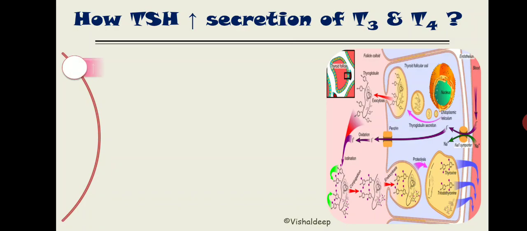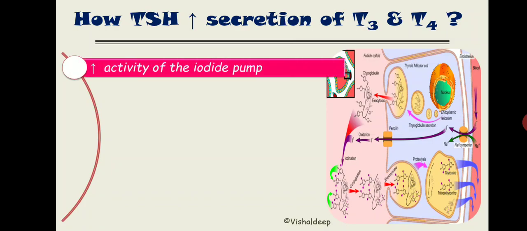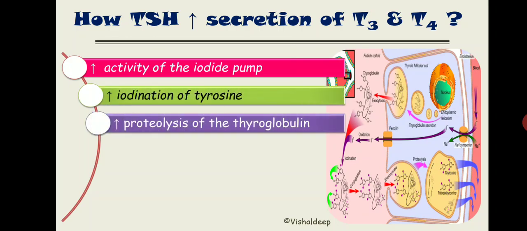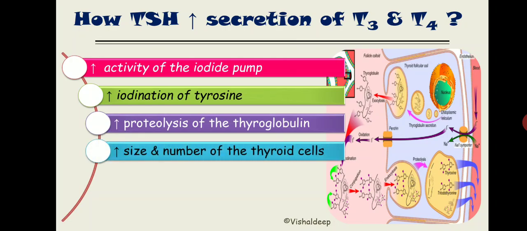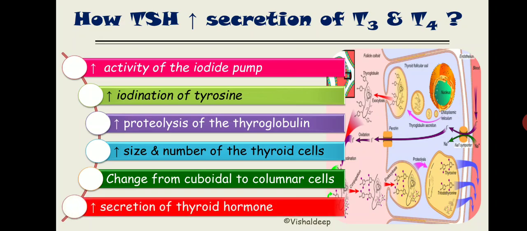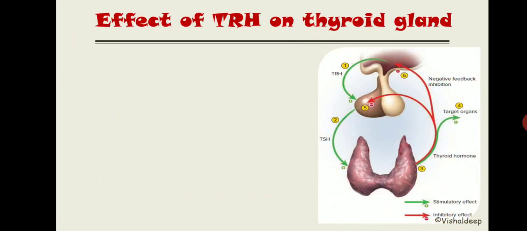First thing first, it will increase the activity of the iodine pump, the iodine trapping, then it increases the iodination of tyrosine, it will increase the proteolysis of the thyroglobulin, it also increases the size and number of the thyroid cells, and this TSH will also change the epithelium from cuboidal to columnar, the inactive to the active state. And finally, by doing all these things, it will increase the thyroid hormone synthesis or the secretion of the thyroid hormone. Now let's discuss the effect of TRH over the thyroid gland.